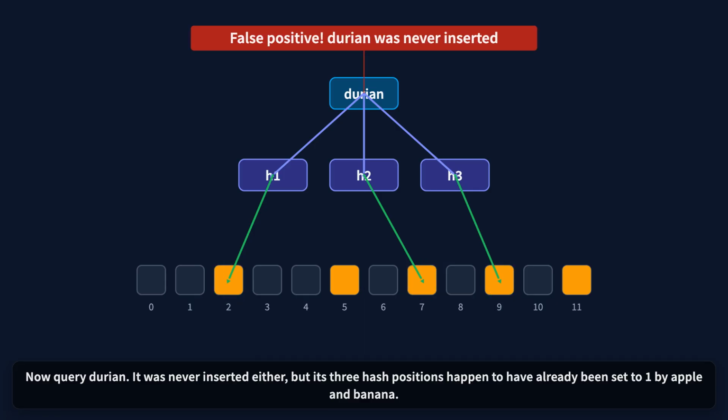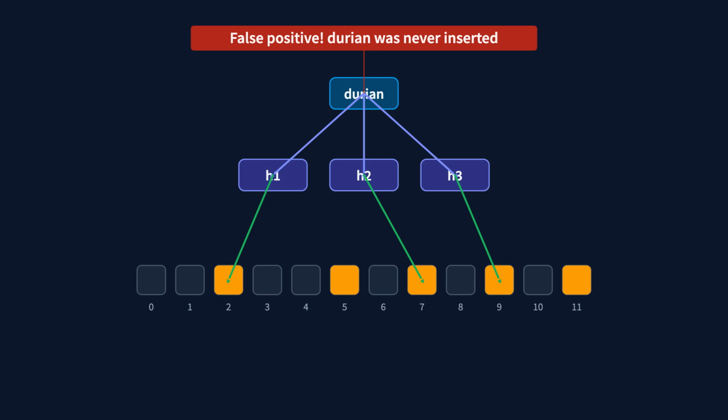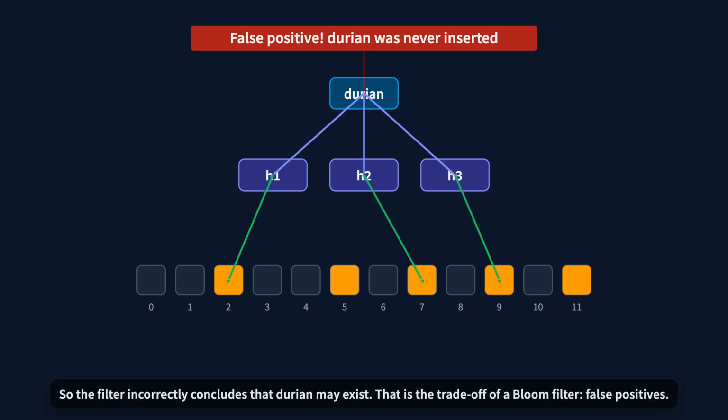Now query durian. It was never inserted either, but its 3 hash positions happen to have already been set to 1 by apple and banana. So the filter incorrectly concludes that durian may exist. That is the trade-off of a Bloom filter: false positives.